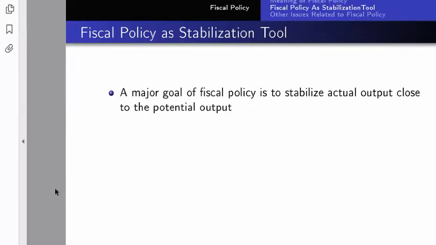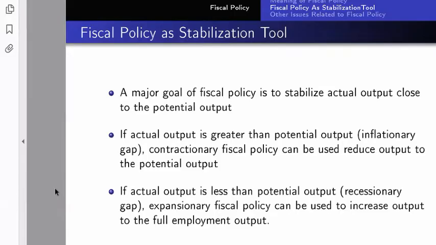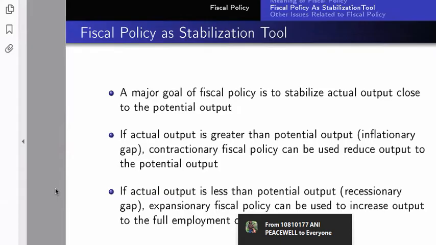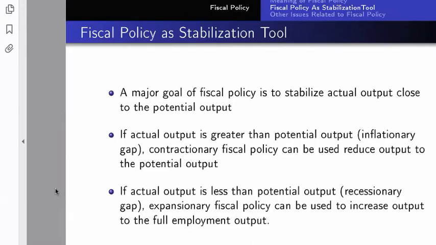All right. So now let's move on. A major goal of fiscal policy is to stabilize the actual output. Can we get the actual output to be as close as possible to the potential output? Don't forget that is all fiscal policy is about. Fiscal policy is all about cleaning up any possible recessionary gap or inflationary gap.